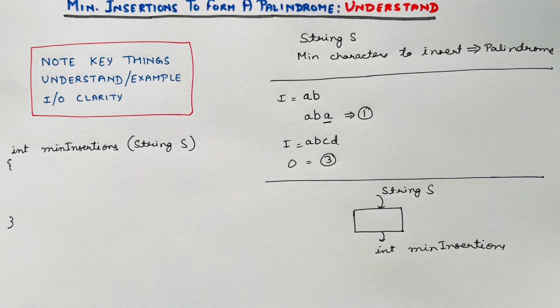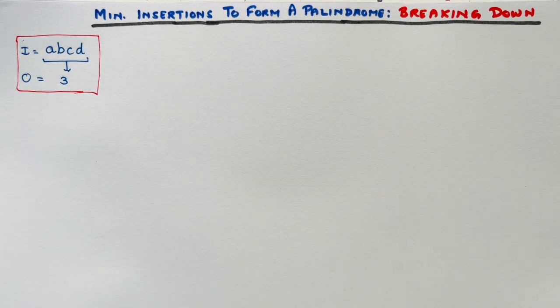So if we consider our solution as a black box, we are getting a string S as an input and we have to return an integer as an output. So what will our function signature look like? Our function signature will look something like this. Let's start thinking about this problem.